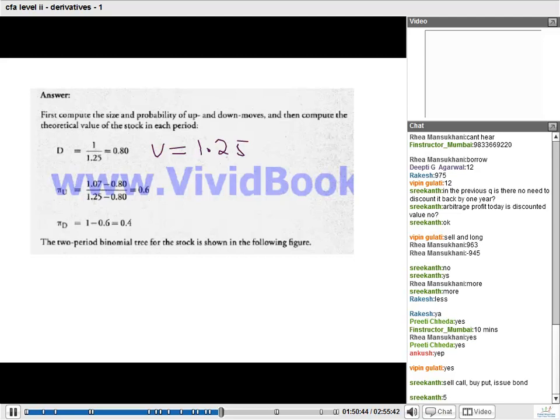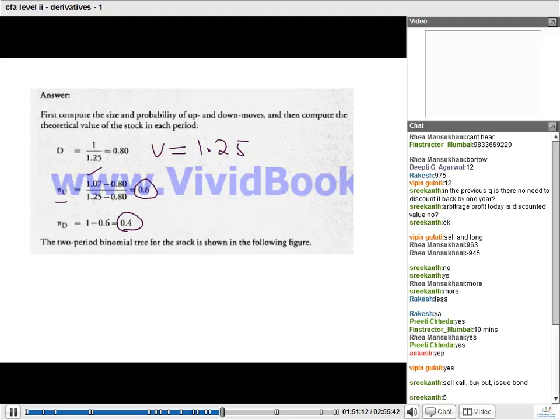So can I compute the probability of an up move? The probability will be 1 plus the risk-free rate, which will be 1.07, minus the size of a down move, which will be 0.8, upon the size of an up move, which is 1.25, minus the size of a down move. So the probability of an up move comes out to be 60%. The probability of a down move comes out to be 40%.